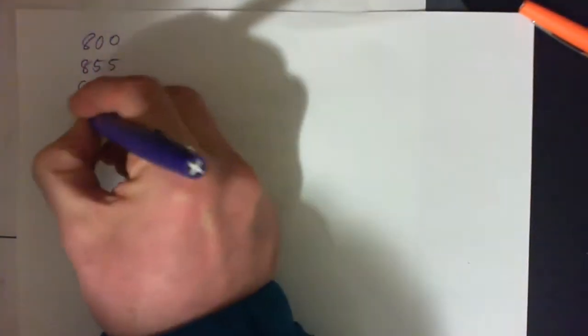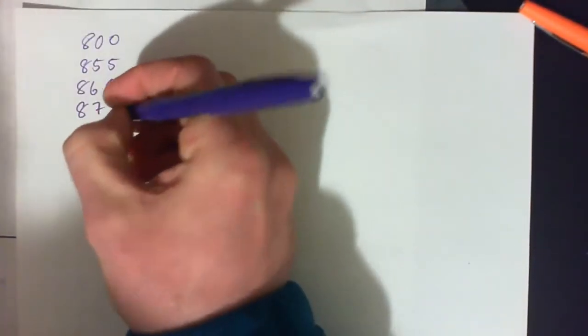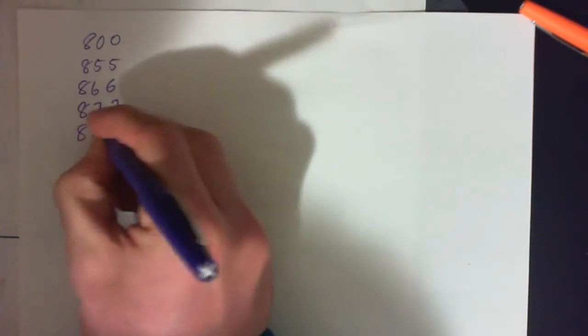So on to the next question. There are a total of 5 toll-free area codes: 800, 855, I'll write them down, 866, 877 and 888, right?